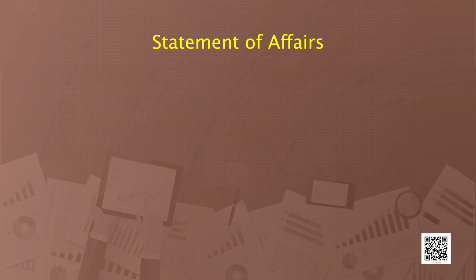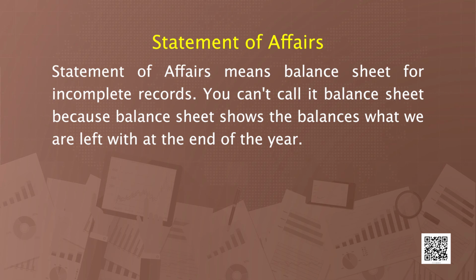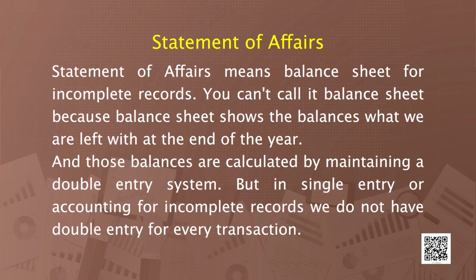Students, we have one more thing, that is statement of affairs. And statement of affairs means balance sheet for incomplete records. You can't call it balance sheet because balance sheet shows the balances we are left with at the end of the year, and those balances are calculated by maintaining a double entry system. But in single entry or accounting for incomplete records, we do not have double entry for every transaction.